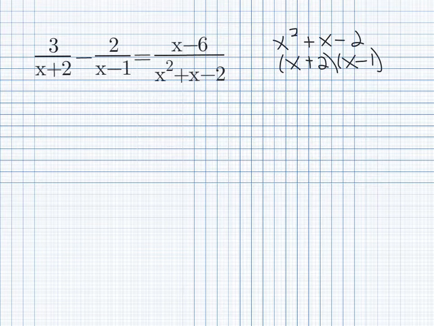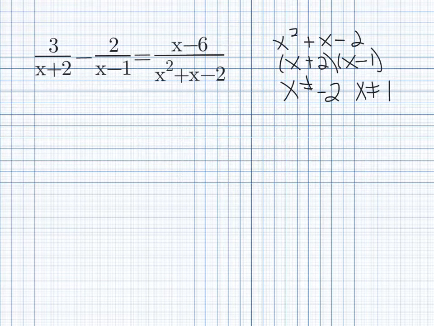That also tells us what our restrictions are on our solution set. Because x plus 2 and x minus 1 both show up in the denominators of fractions in our equation, that means that any numbers that zero out these two binomials are not possible solutions. So we know right away that x is not allowed to equal negative 2 and x is not allowed to equal positive 1. So those are our restrictions.